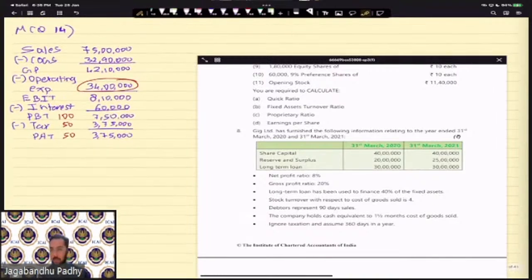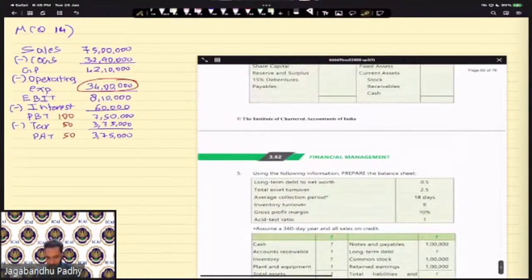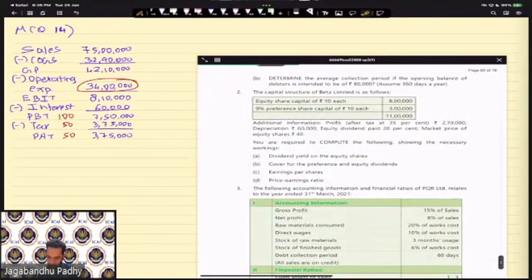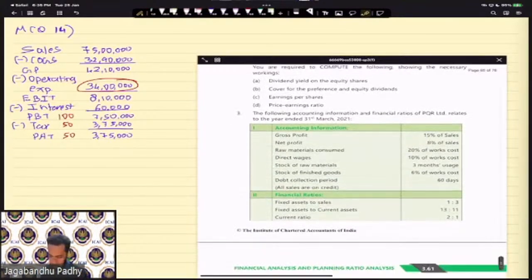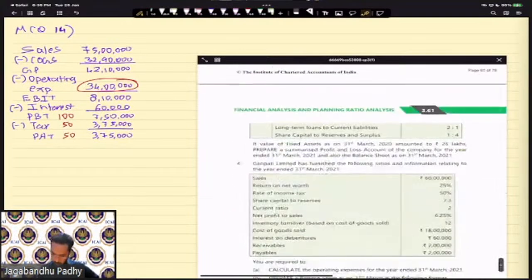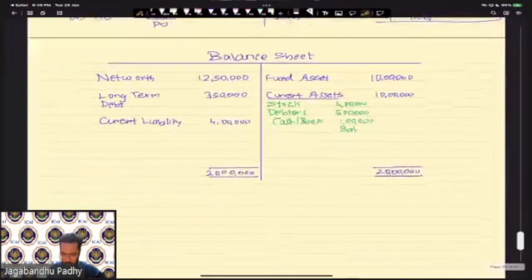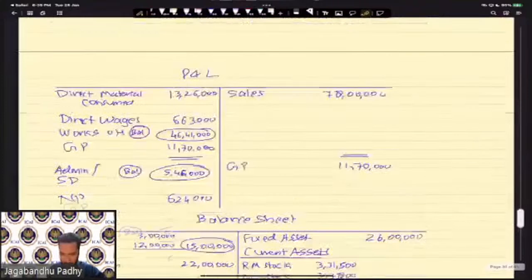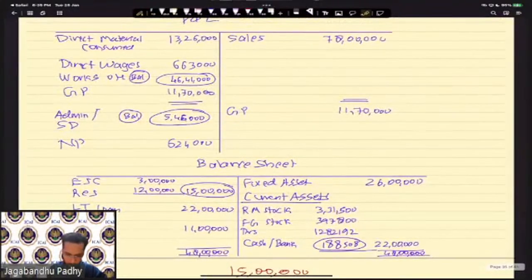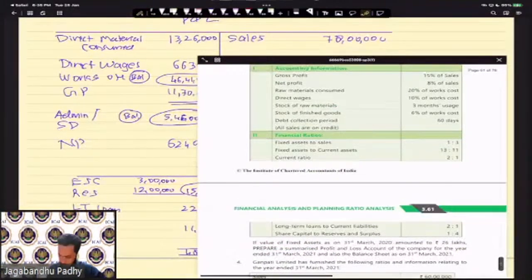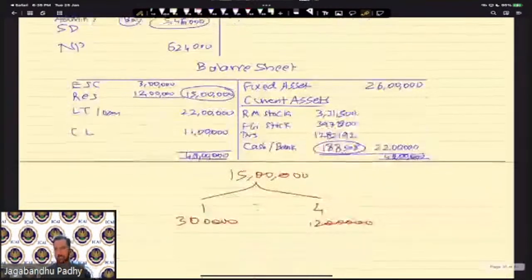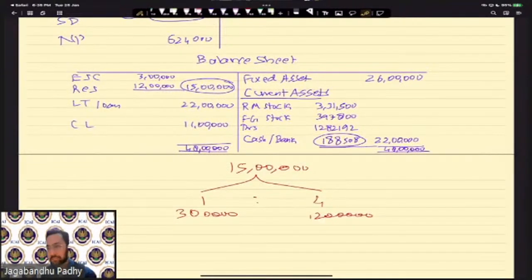So MCQ number 14, as requested by you guys, is solved. Next is practical question number 3. I think this is what we have done in the previous class. Right, guys? Practical question 3 has been solved by me in the previous class as far as I remember. Fixed asset was given of 26 lakh and catching hold of that we have solved everything. Yeah, that's done, guys. Practical question 3 is done.